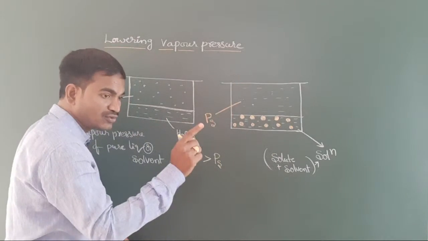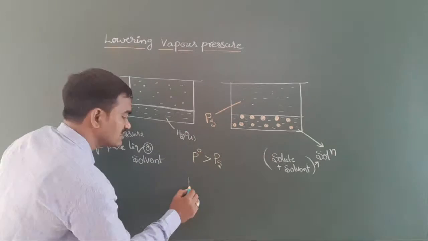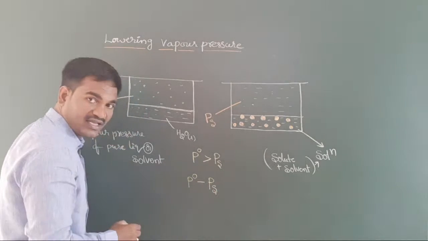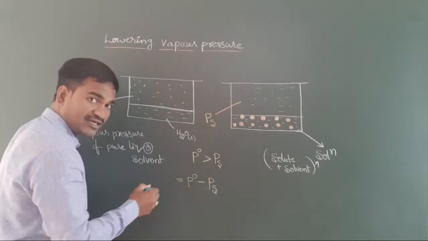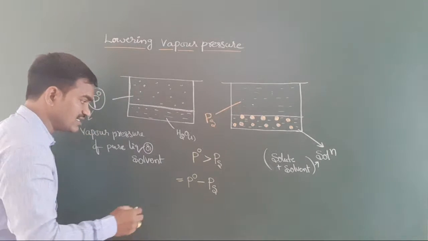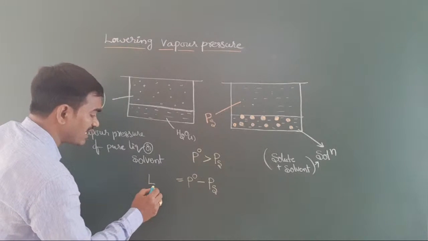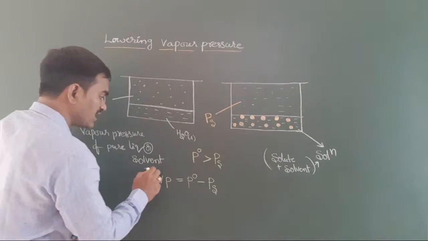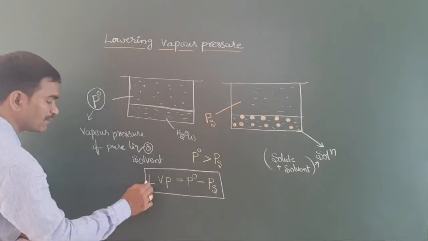If you want to know, you have to do like this, P naught minus PS. Can you see this? Yeah, P naught minus PS. You can take it like this, which is called LVP, lowering vapor pressure. So take it down, this one, lowering vapor pressure.